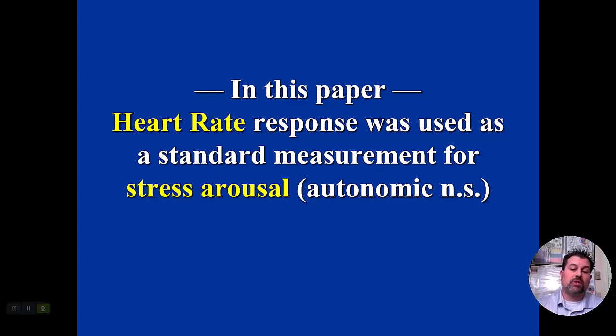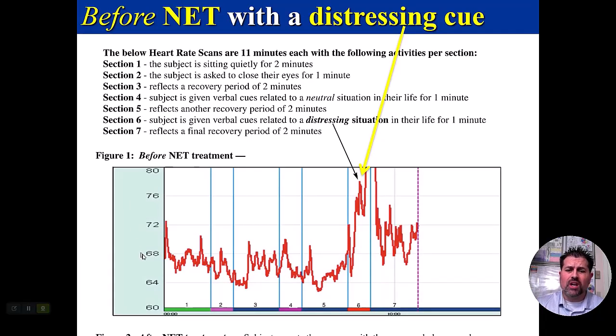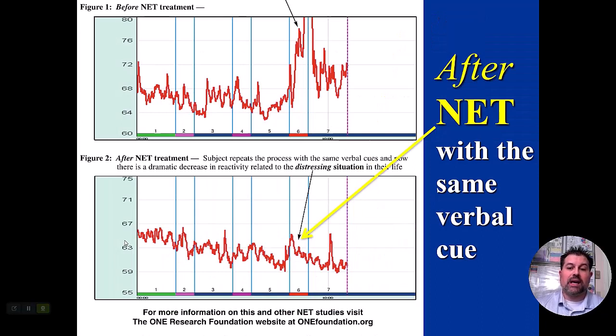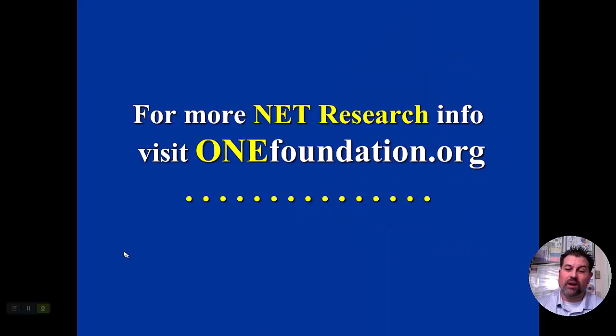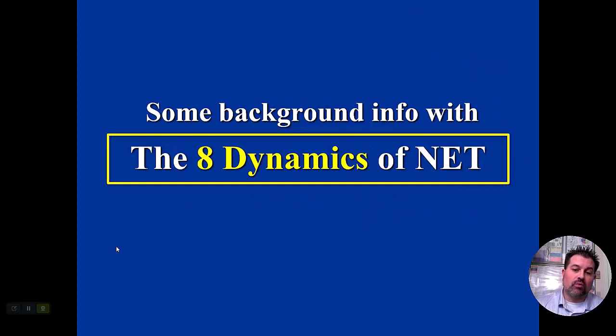Another way in which they checked whether or not a person was stressed out was, you can see here in section 6, when they were reminded of their distressful situation, and you can see what happened to their heart. Now after an NET treatment in figure number 2, they gave the same distressing situation, and look at that. Awesomely, it is so much better. You can find additional information there on the website, onefoundation.org.